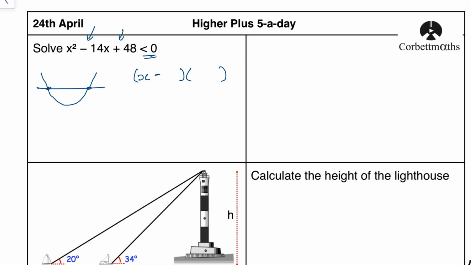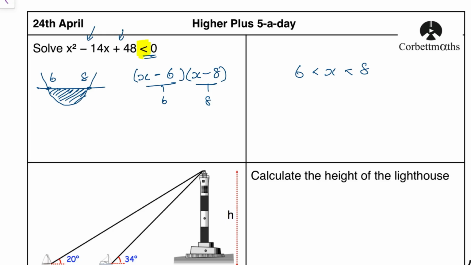So therefore it must be the case that both of these are negative, which means both of these numbers must multiply to make 48 and also add to give me 14. So again, it must be 6 and 8. Now, that's important because that's giving me the number 6 as the first critical value and the number 8 as the second critical value, which means just by observing my diagram, all the numbers that are below 0 are between 6 and 8. So my answer is going to be 6 is less than x, which is less than 8.